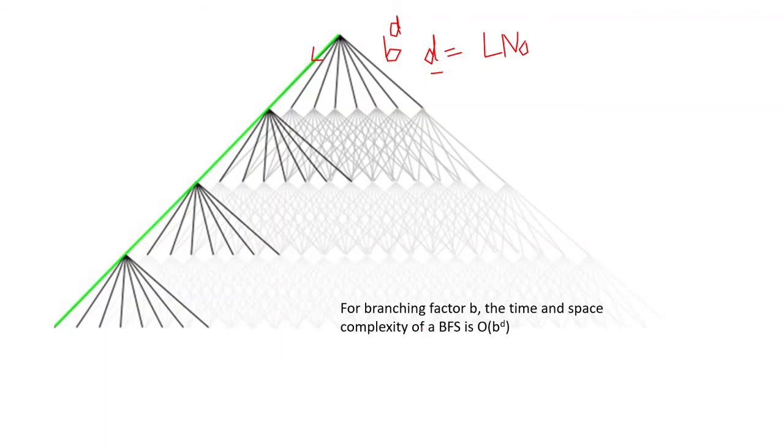So in case of breadth first search, at each level you need to explore the number of nodes in that level. So at each level the maximum number of nodes explored is B to the power D, and that gives the time and space complexity of a breadth first search.